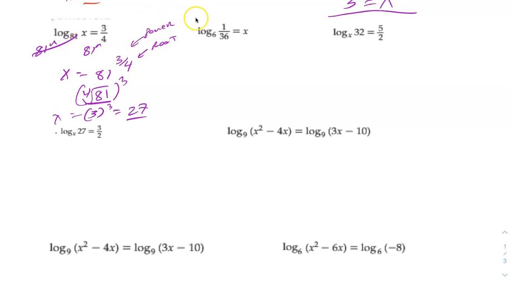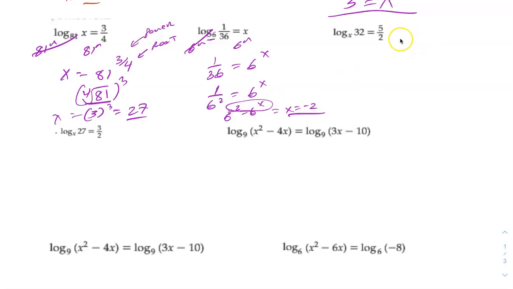The next one, same idea, to solve it. Take the 6 to both sides. These cancel. 1 over 36 equals 6 to the x. Now on these, I got to make the bases match, if I could. 1 over 36 is the same thing as 6 squared. They still don't match because one's a fraction, right? So I gotta flip it. So 6 to the negative 2 equals 6 to the x. X equals negative 2.